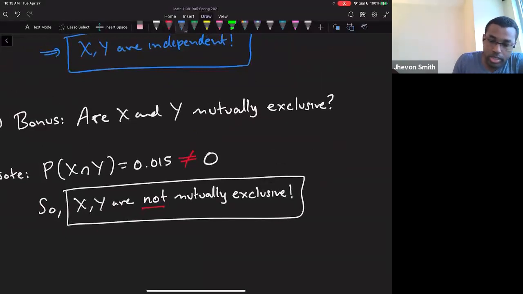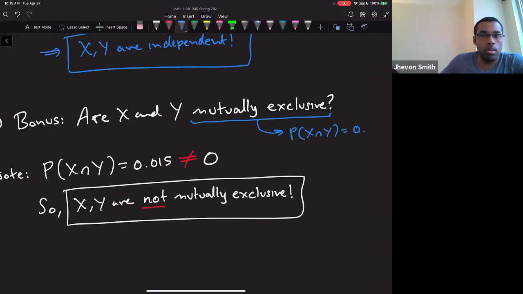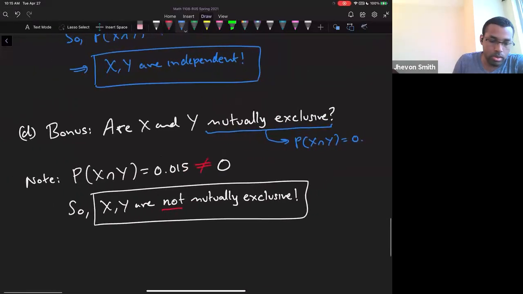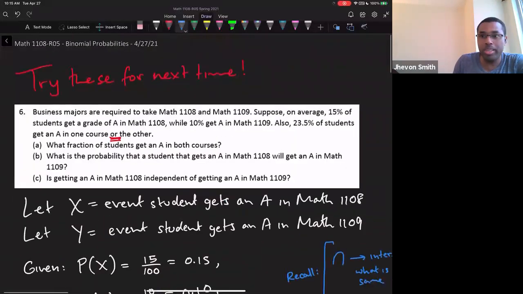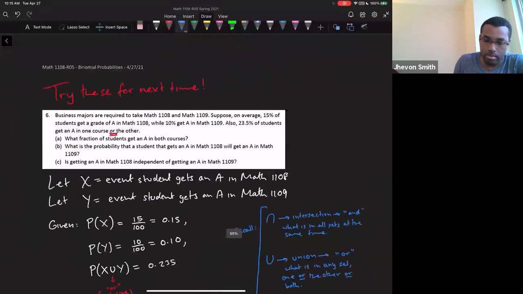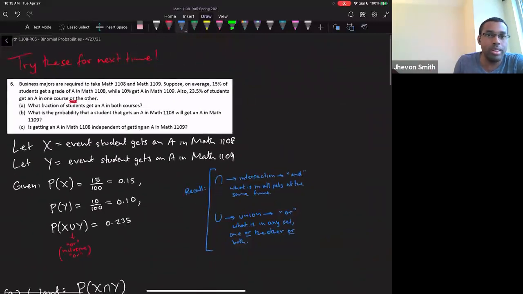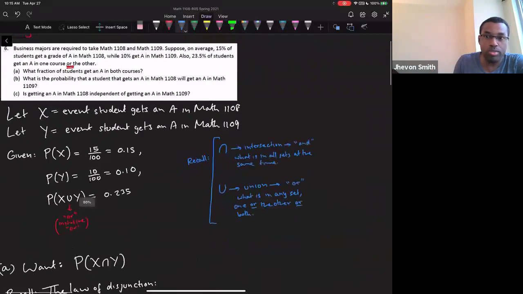So remember, mutually exclusive, what that means is the probability of the intersection is 0. That's the definition of mutually exclusive. Covered a couple classes ago. So that was a very important question with some very important concepts that I'm definitely going to test you on. So it's a good refresher.